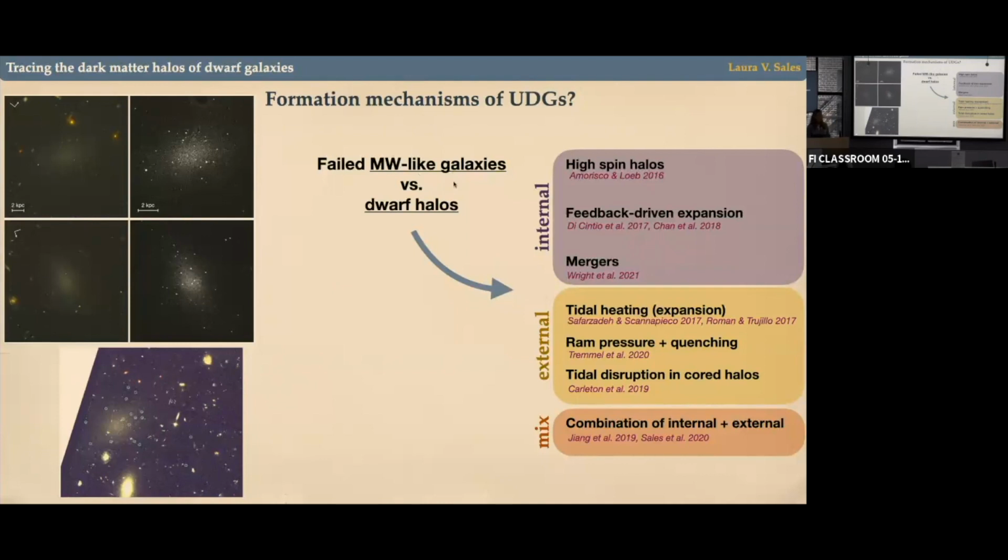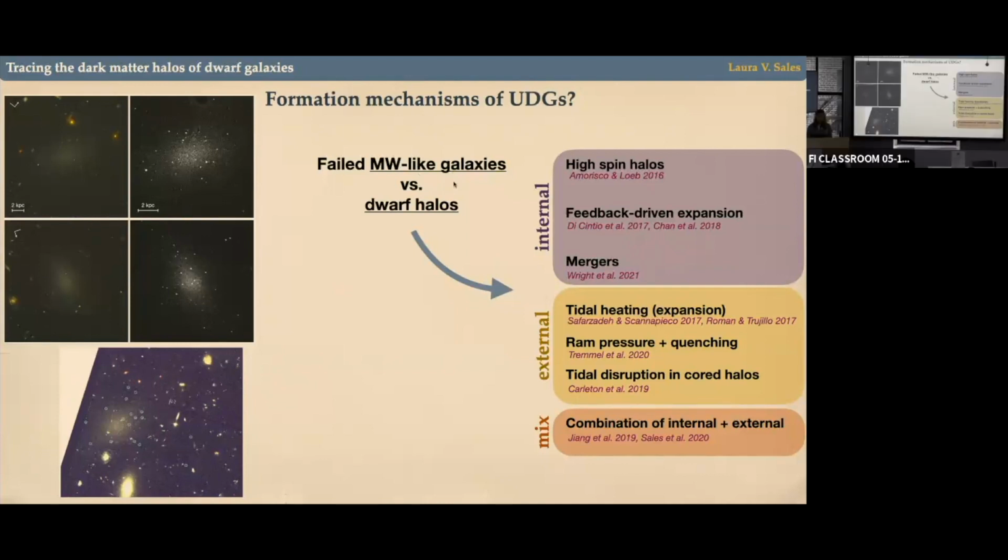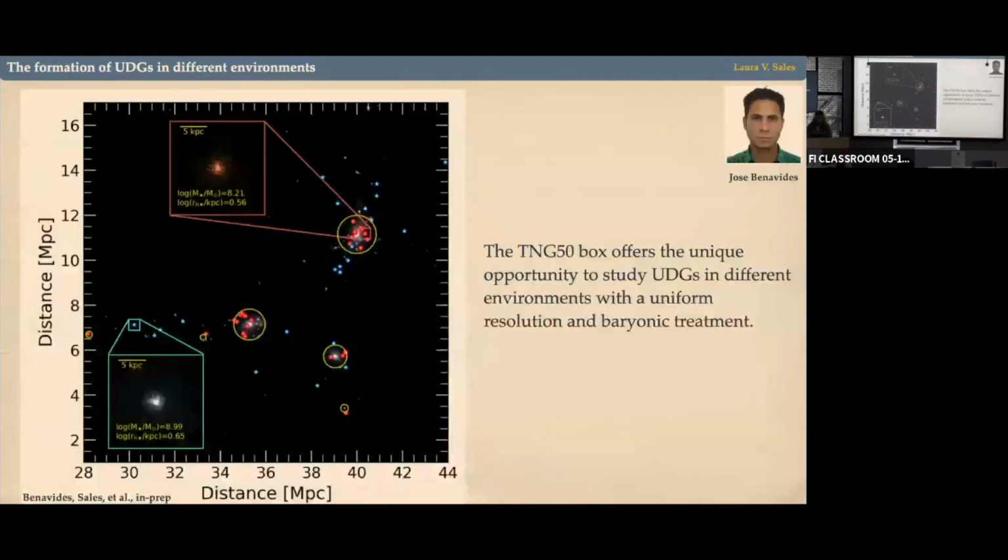Milky Way-like galaxies, while the idea sounds good, no cosmological simulation has been able to form anything that looks like this, right? So we decided to look at this using the TNG50 simulation. This has the advantage of sampling very different environments. So this was the point where Jose Benavides started working on TNG50 1 or 2 years ago.